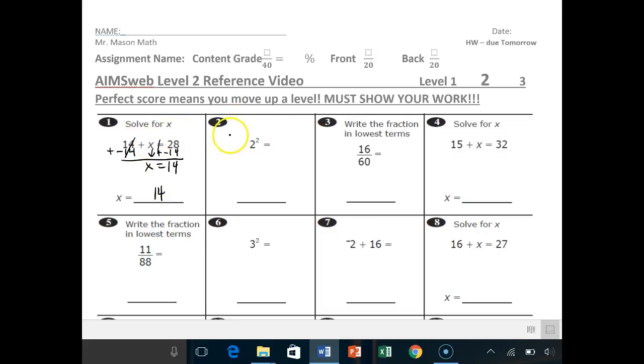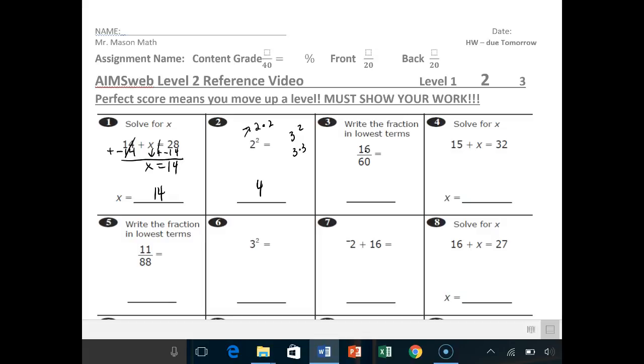Problem number 2 is an exponent problem. This really means 2 times 2, not because of that 2, but just because the base is 2. So 2 times itself twice. So we get 4. If I had 3 to the 2, that would mean 3 times 3, not 3 times 2. Okay. Writing in lowest terms, we have 16 over 60.